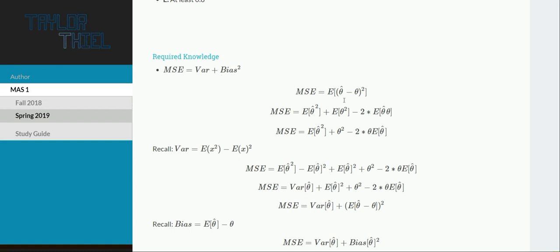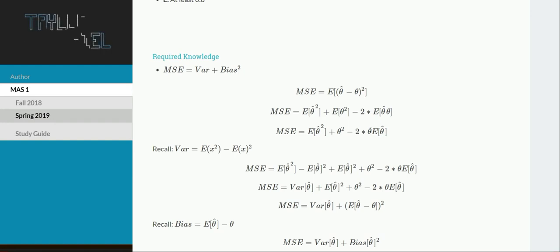The way that can be done, first off, let's just expand this out. So we have an expected value of theta hat squared, plus negative theta times the negative theta, so we just have an expected theta squared. And then finally, theta hat times negative theta. We do that twice, so minus 2 times the expected value of theta hat times theta.